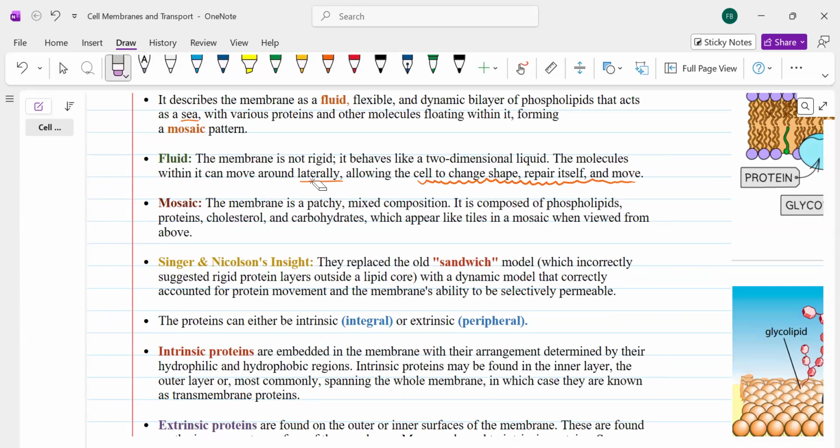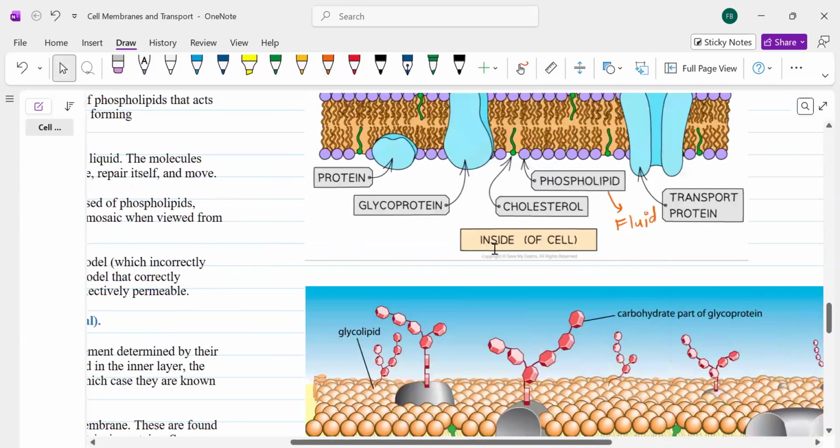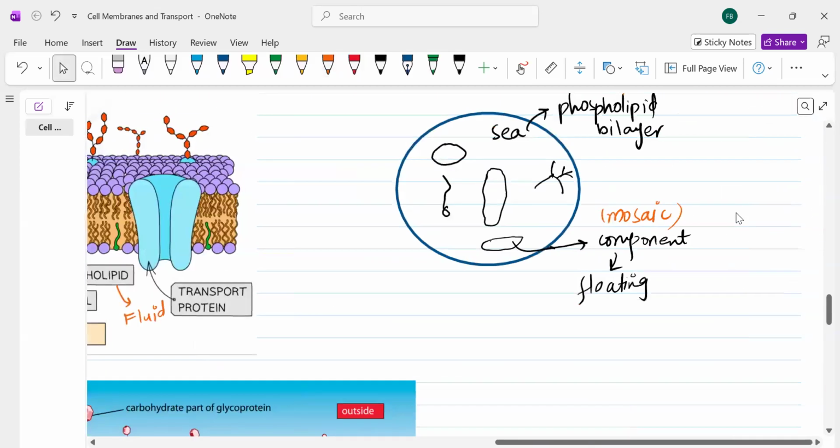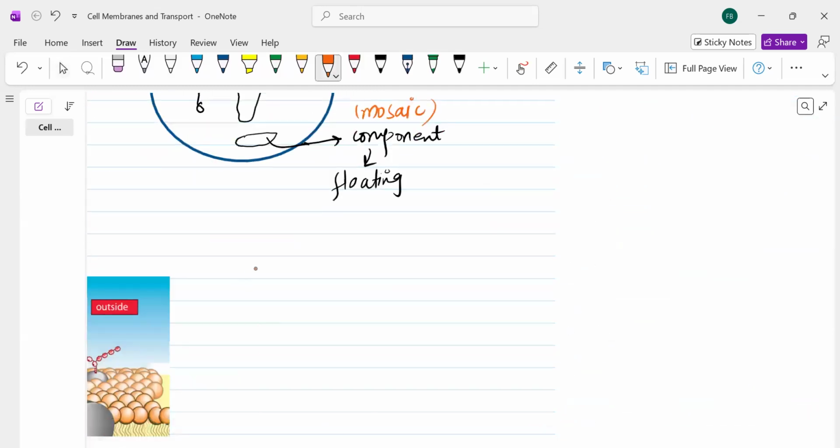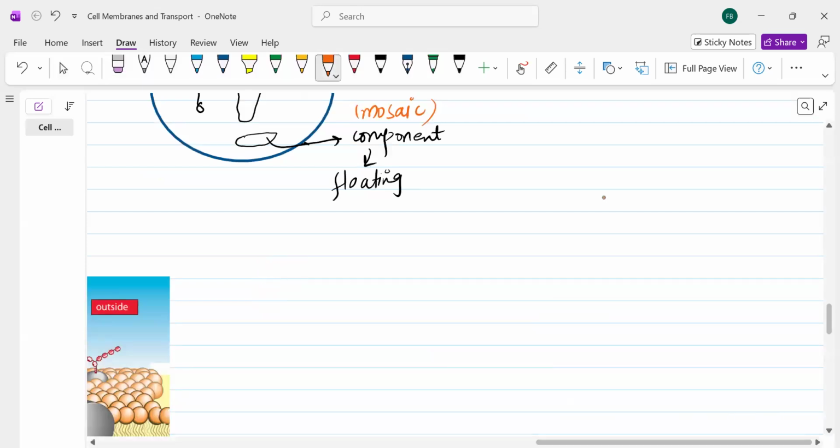Clear? Now what is mosaic? The membrane is a patchy, mixed composition. You see in the membrane there are different things. It's not like this. You don't have a structure like this. It's patchy, meaning it's not even. It has different things in it. Otherwise, if it was even, the structure would be like this.